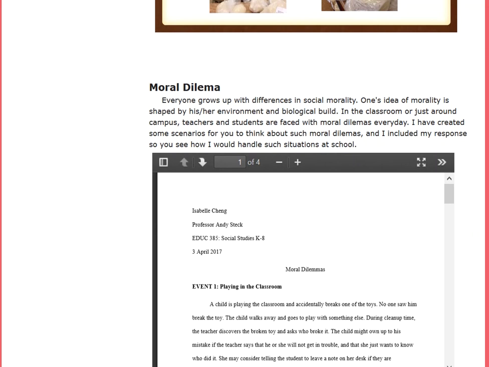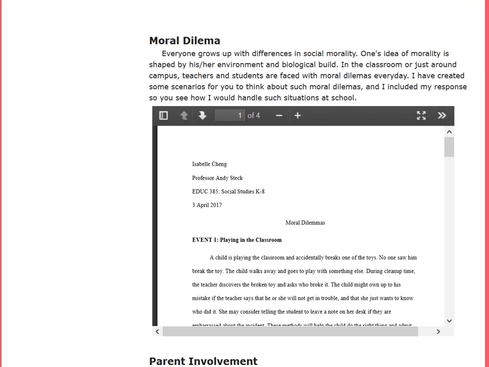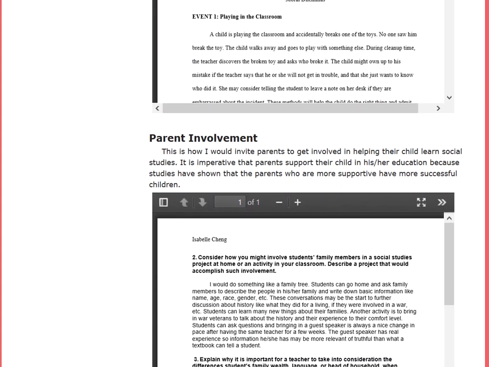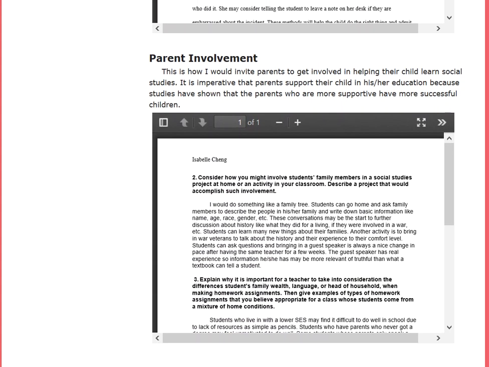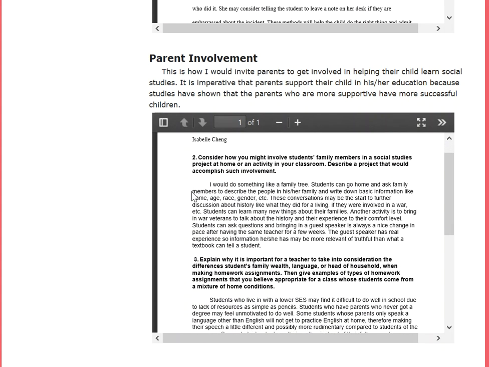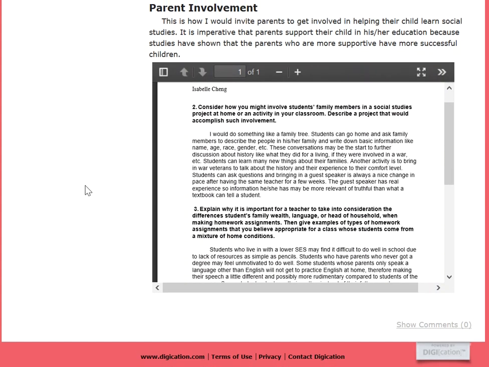And I also have on here moral dilemma to show parents and students how I would deal with problems in the classroom or outside the classroom. And lastly, I have a parent involvement page, which is the questions that we had to do to respond to how we would get parents involved within the social study units.